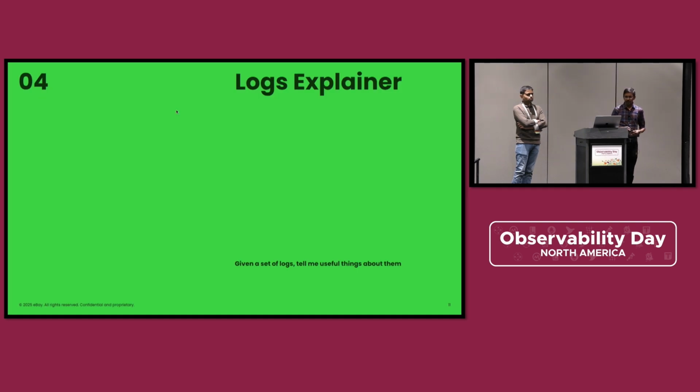Similarly, we did a logs explainer, which, given a set of logs, tells me useful things about them. Here also you can grep for certain patterns and only evaluate those patterns, only look at 1,000 lines or 10,000 lines of logs, depending on how much context you want to give. You can also take chunks of logs over time, keep summarizing them, then look at the aggregate summary and do reasoning on top of that.